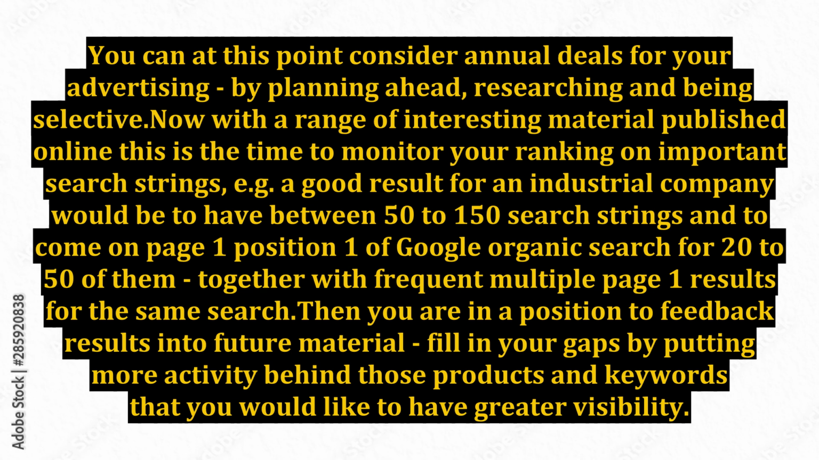Now, with a range of interesting material published online, this is the time to monitor your ranking on important search strings. E.g., a good result for an industrial company would be to have between 50 to 150 search strings, and to come on page 1 position 1 of Google organic search for 20 to 50 of them, together with frequent multiple page 1 results for the same search. Then you are in a position to feed back results into future material.